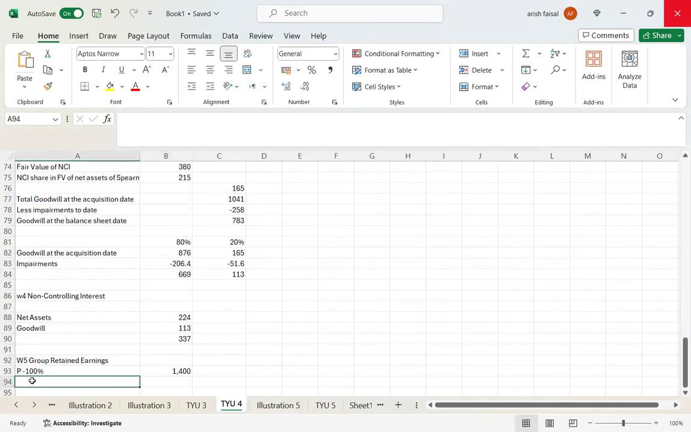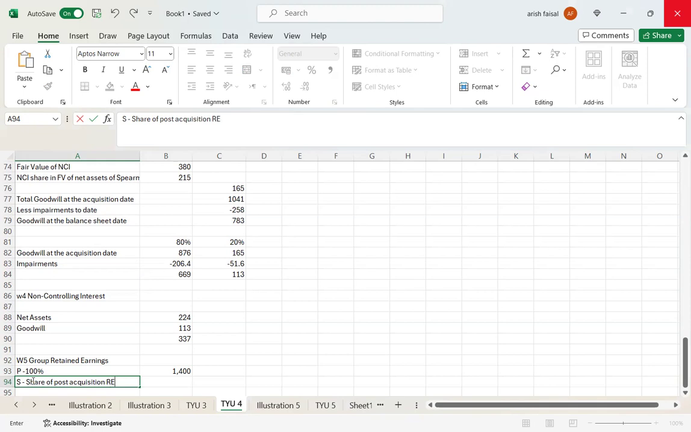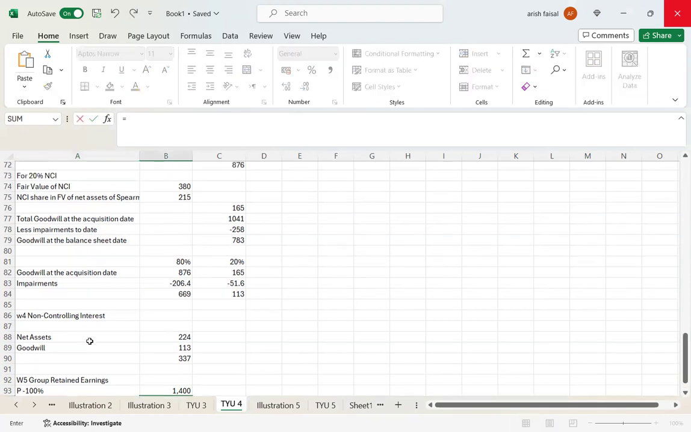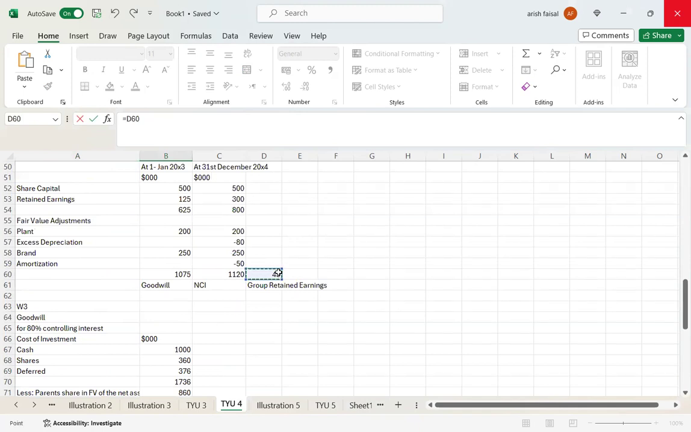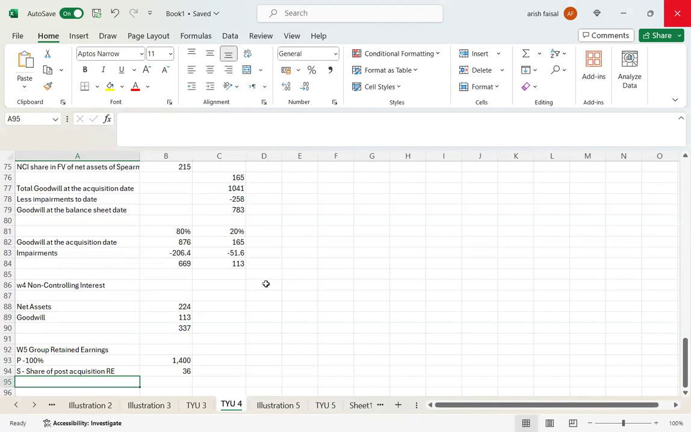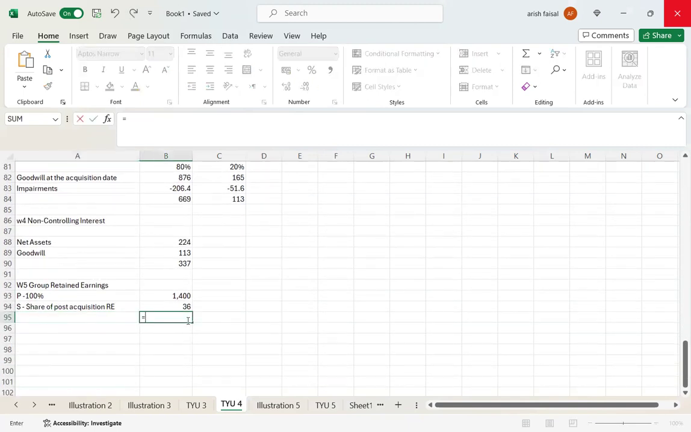But then you have to take your share of the retained earnings after the post acquisition period. So that's going to be the subsidiary's share of post acquisition retained earnings. Okay. So that is going to be 45 into 80 percent, and we get 36. After you have done this, you can add them together, so you will get a total of 1436.